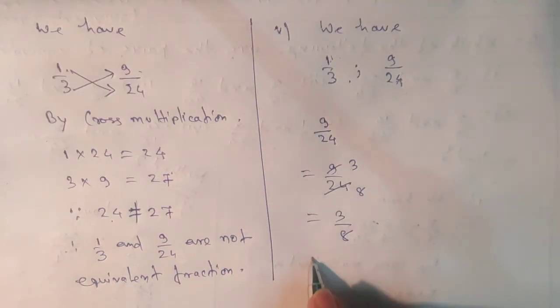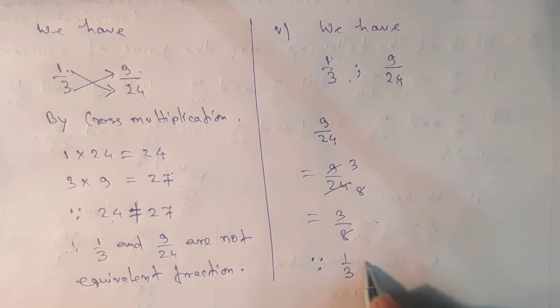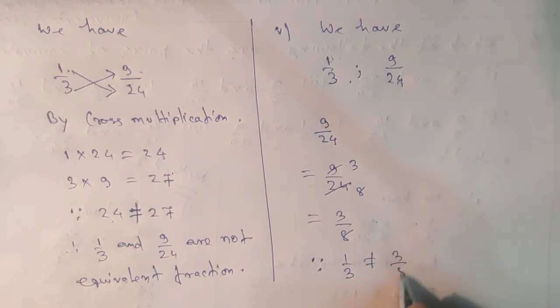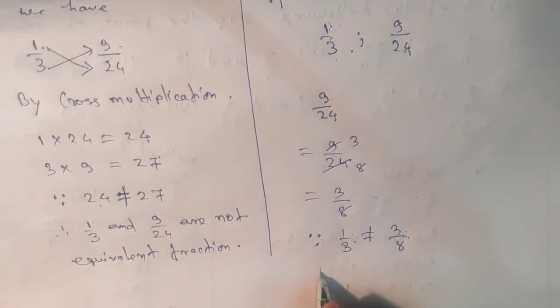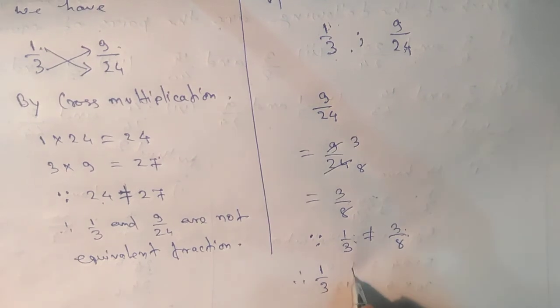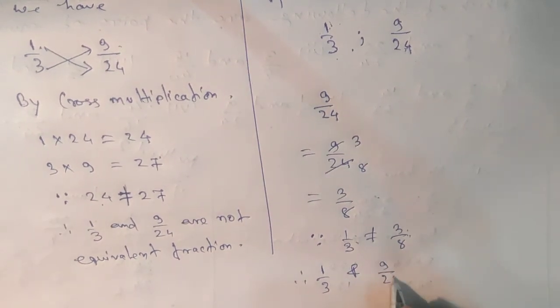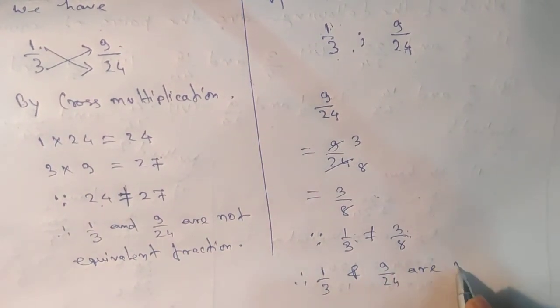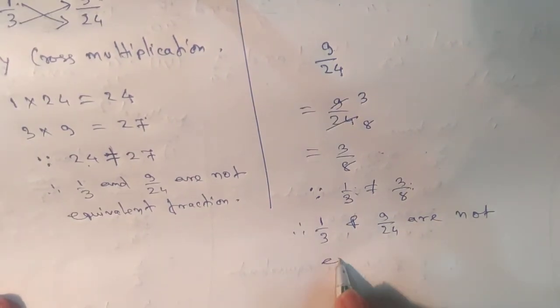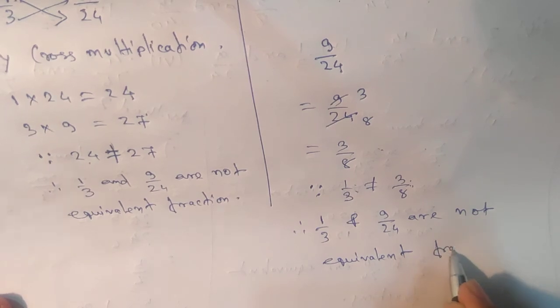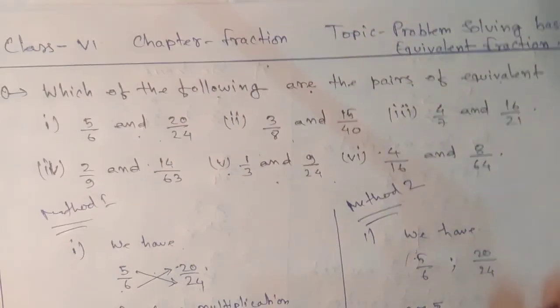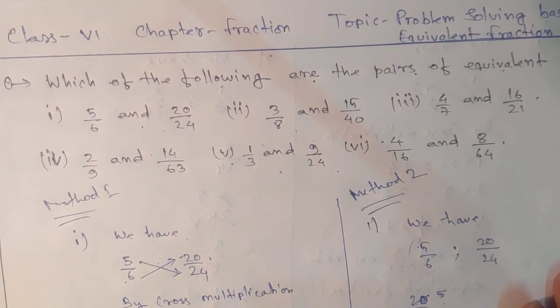You can see that since 1 by 3 is not equal to 3 by 8, both are different values. That means, therefore, 1 by 3 and 9 by 24 are not equivalent fractions. Okay, solve all these problems. Okay, thank you.